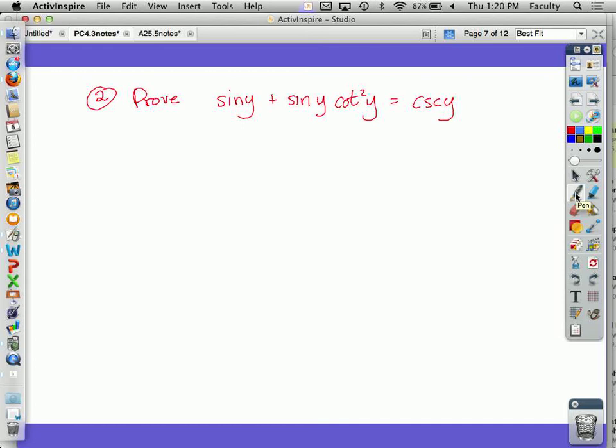Okay, write this one down. We want to prove sine y plus sine y times cotangent squared y equals cosecant y. And what's interesting is that there's not always one way to do it. You can actually come up with 2, 3, 4 different ways to work it. That's where students get frustrated. They're like, well, wait a minute, I did this, but their neighbor did that. You still can get to the same destination. So don't let that bother you.